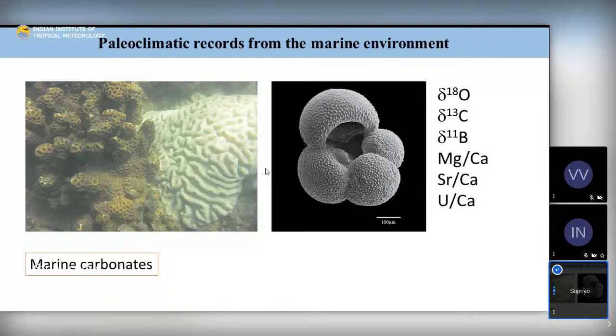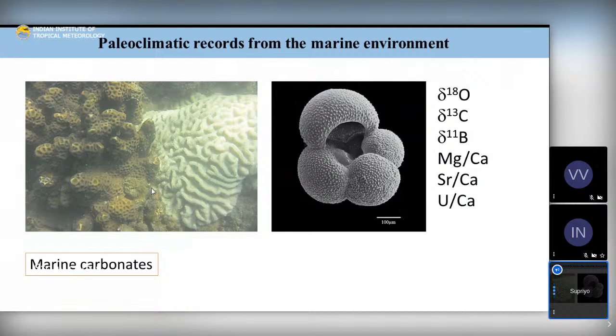Now I would like to discuss the proxy records available from the marine environments. There are various kinds of samples used to understand past climatic conditions. One advantage of marine sediment in particular is that it provides an almost continuous record, and it always represents large-scale variability, particularly in the case of foraminifera. But before that, I would like to discuss this proxy, which is known as corals.